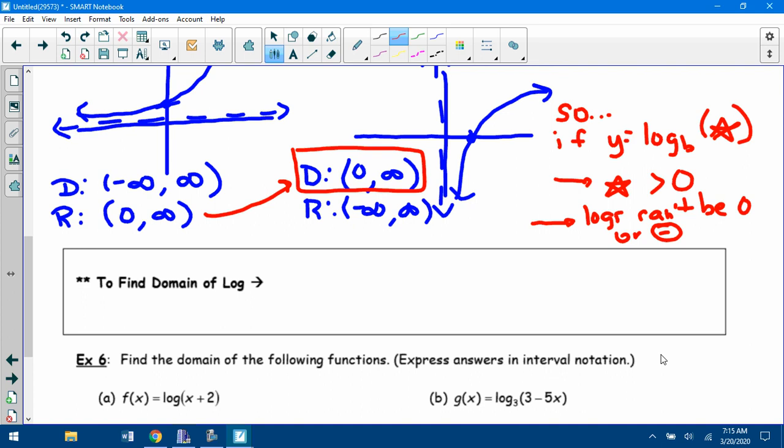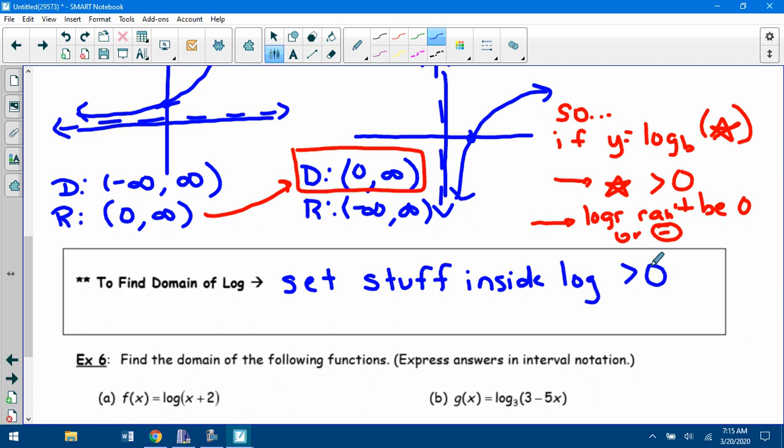All right, so the new piece today, when I'm asking you to find the domain of a log, we're going to set the stuff inside the log greater than 0.